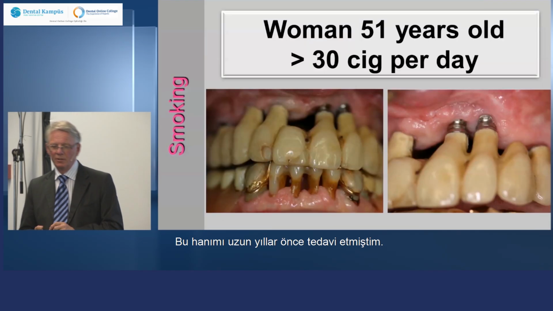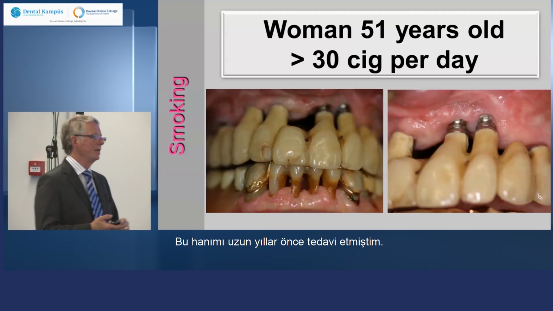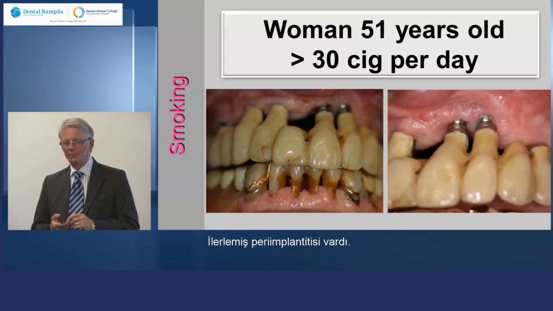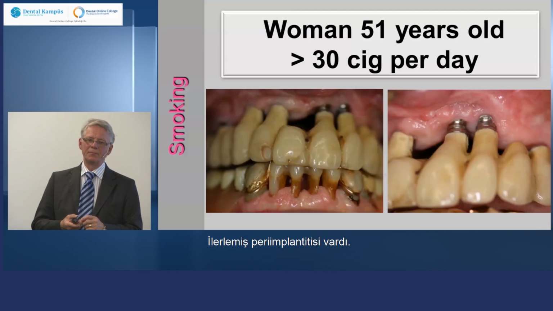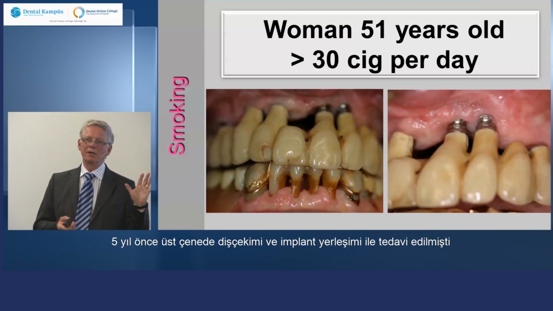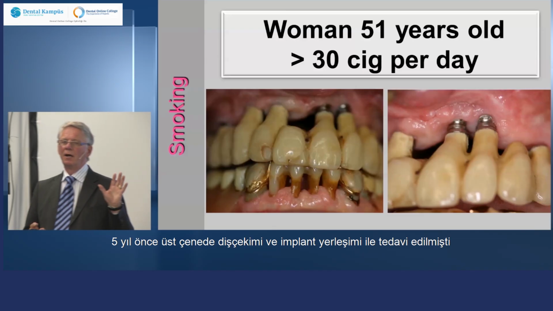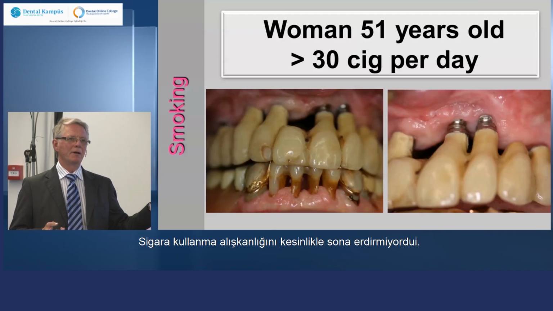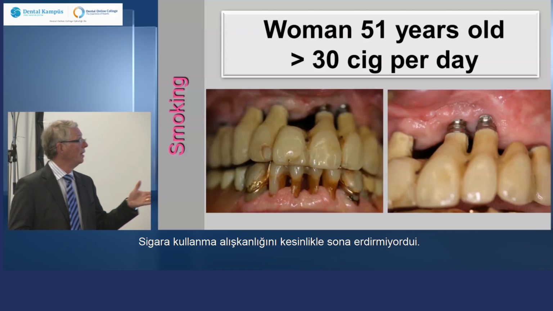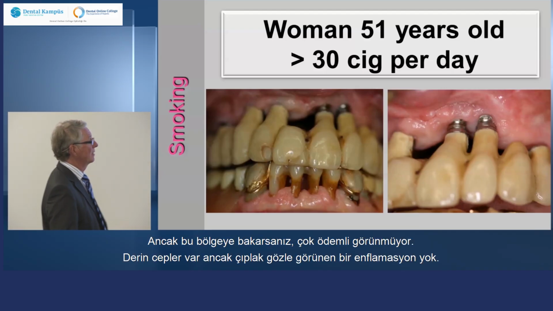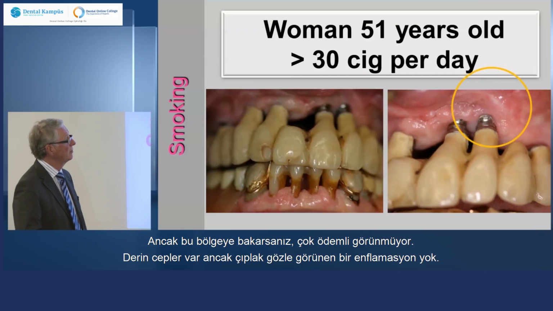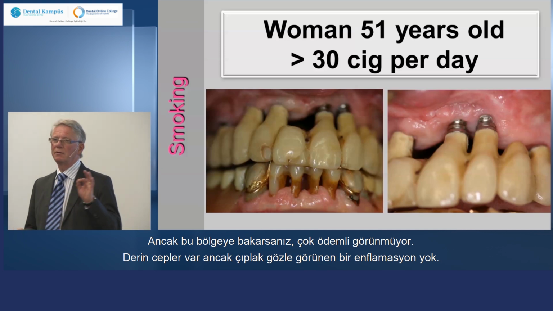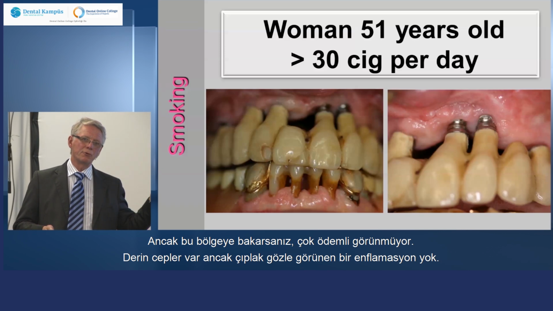And I will show you, this is a lady I treated many years back. She came for a referral like this, and she has advanced periimplantitis. She was treated 5 years earlier by extraction in the upper and placement of implants. She has not ended her smoking habit at all. However, if you just look at this area, it doesn't look very much inflamed. There are deep pockets, but there is no real inflammation for the naked eye.